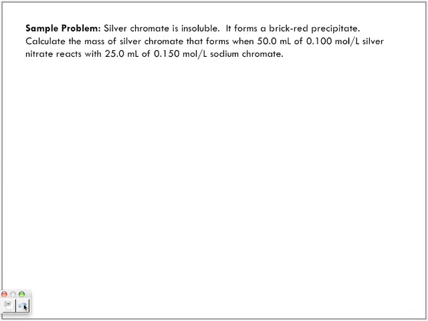Last sample problem. Silver chromate is insoluble. It forms a brick red colored precipitate. Calculate the mass of silver chromate that forms when 50.0 milliliters of 0.100 moles per liter of silver nitrate reacts with 25.0 milliliters of 0.150 moles per liter of sodium chromate. So very similar to what we've done in the previous question.